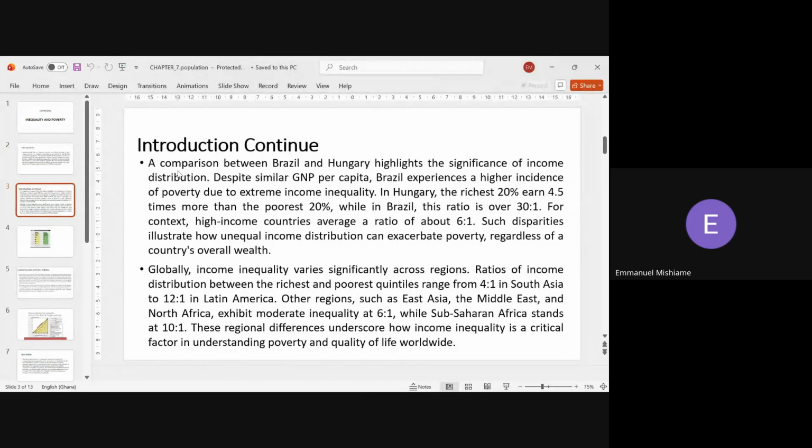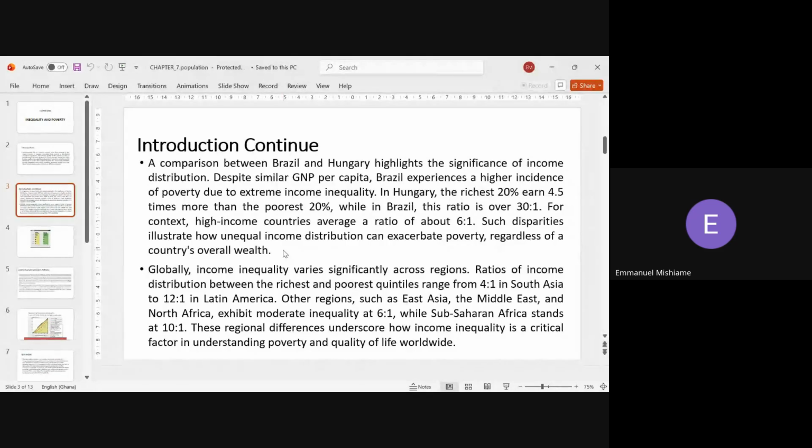Now, a comparison between Brazil and Hungary highlights the effects of income distribution. Despite similar gross national product, that is GNP per capita, Brazil experienced a higher incidence of poverty due to extreme income inequality. Okay, so at this point, I'll pause here to explain what income inequality is.